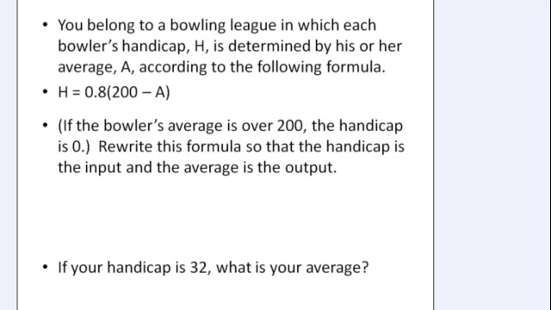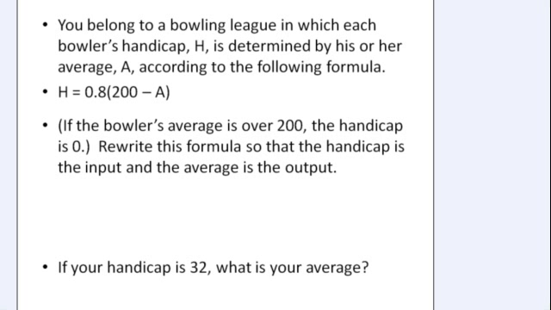And let's look at one final example. Have you ever been a part of a bowling league? Well, let's suppose you belong to a bowling league in which each bowler's handicap, H, is determined by his or her average, A, according to the following formula. And a lot of times handicaps are applied to kind of level the playing field if you're in a bowling league. So h here, your handicap, is 0.8 times 200 minus a, where once again a is your average bowling score. If your bowler's average is over 200, then your handicap is just 0. They won't go into negative handicaps.